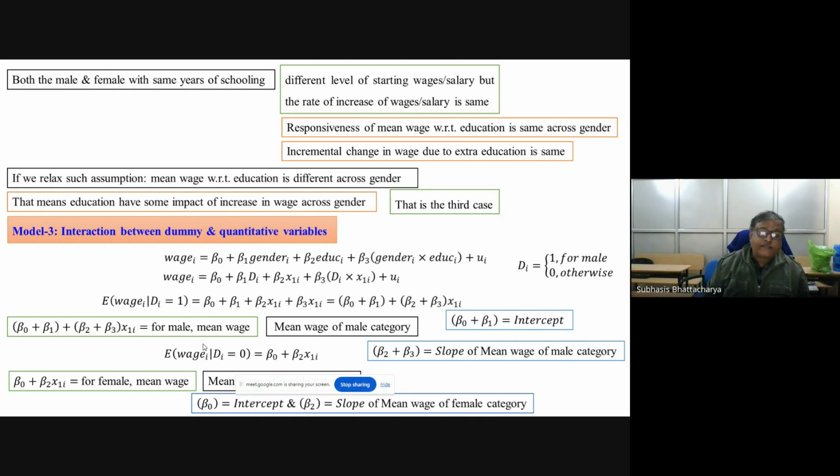So look at the difference of the intercepts. Earlier in our model 2, there is a difference in intercepts, that is beta 0 plus beta 1 and beta 0. It remains the same. And now there is a difference in slope also, that is the rate of growth of the salary between male and female, that is beta 2 plus beta 3 and beta 2. Earlier, for the male it was beta 2 and for the female it was beta 2. Now it becomes beta 2 plus beta 3 for the male and beta 2 for the female category.